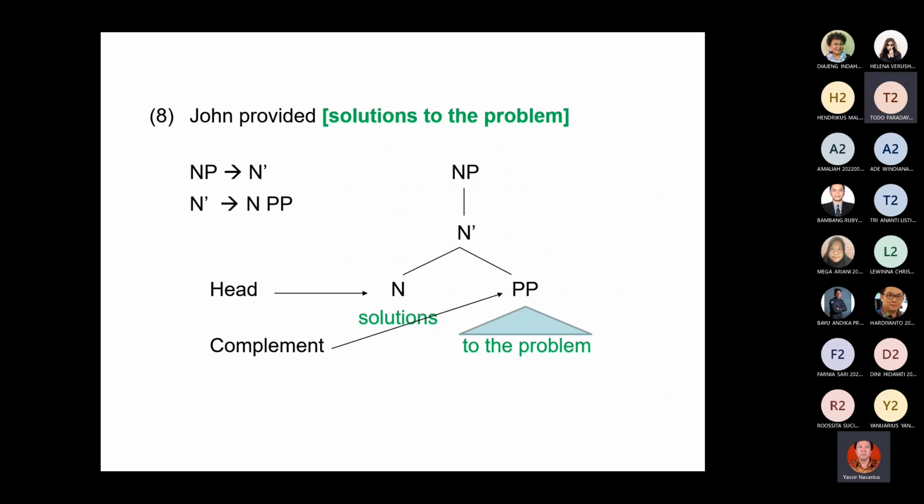So basically, when you draw an X bar tree, you must clearly draw each constituent. You must draw the position of head and complement clearly in your tree. Okay, all right. Can I go on? Yes, sir.